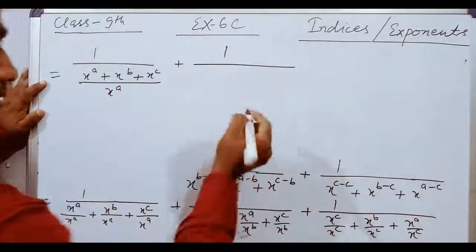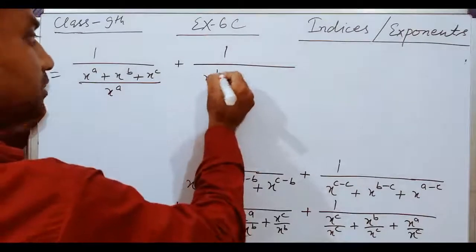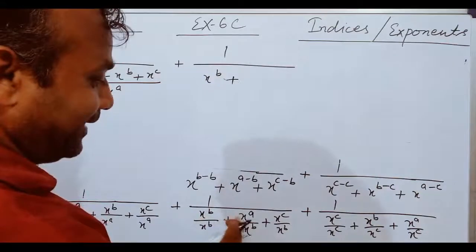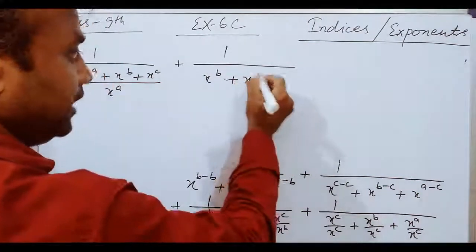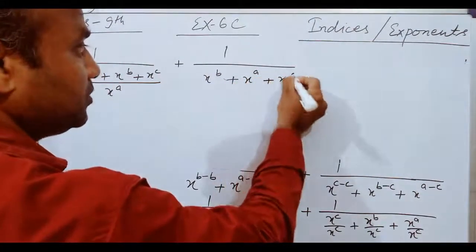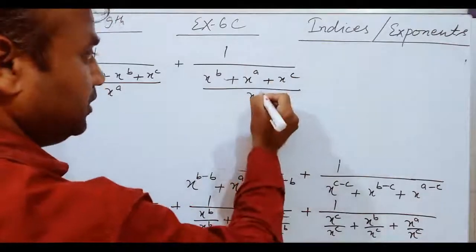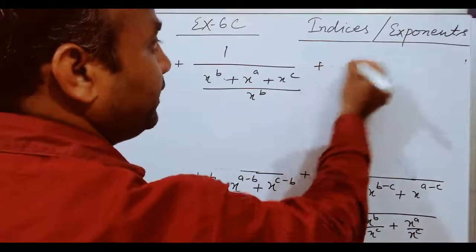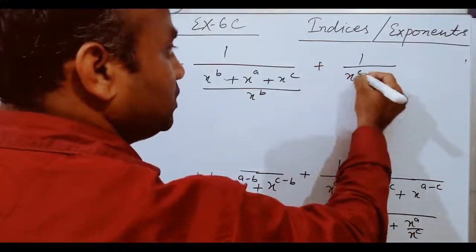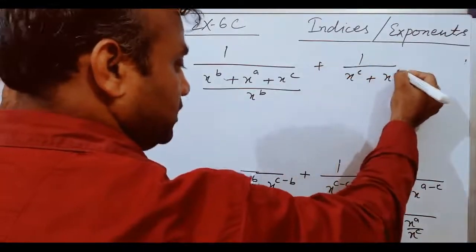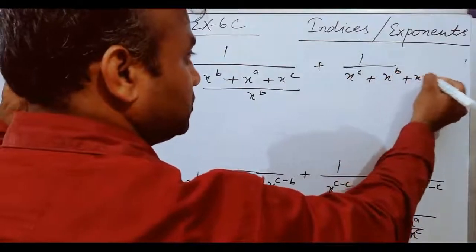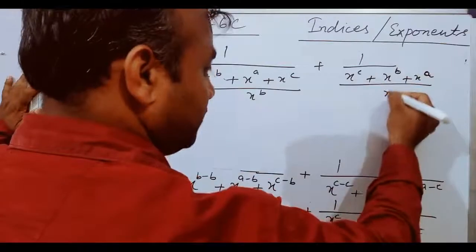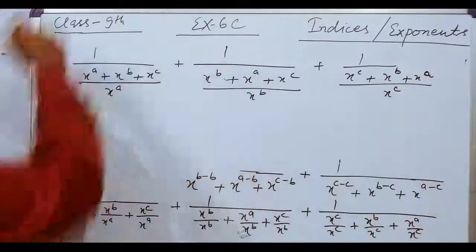1 upon x to the power b plus x to the power c. Denominators are same, so we can write numerators: x to the power a plus x to the power c upon x to the power b plus x to the power c. Denominators are same, so we can write 1 upon x to the power c plus x to the power b plus x to the power c upon x to the power c. So it will go up.